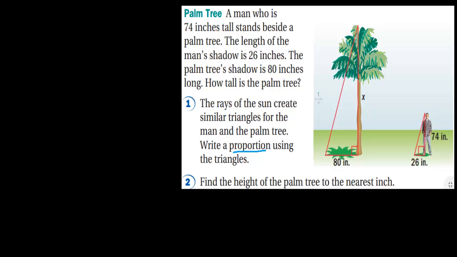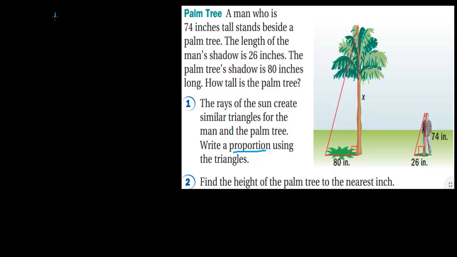Okay, so notice how the ray of the sun with the shadow on the ground and the height of the palm tree, we have created here a triangle. And also the man, his height and his shadow and the ray of the sun also creates a triangle, and we say that these triangles are similar. So I'm gonna draw these again over here without the palm tree and the man. So here's what we have.